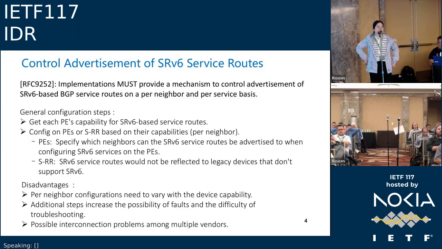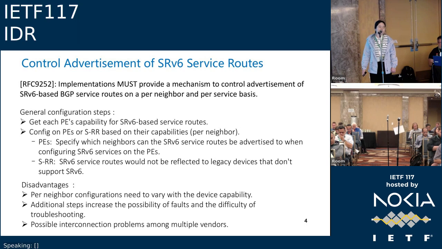So to avoid these problems, RFC 9252 specifies that implementations must provide a mechanism to control advertisement of SRv6 based service routes on a per neighbor and per service basis. Of course, we can do this by configuration. But first, you need to get each PE's capability for SRv6 based routes, and then you need to configure the PEs and services based on their capabilities, and the configuration is per neighbor. So this method has several disadvantages, especially in large-scale networks.